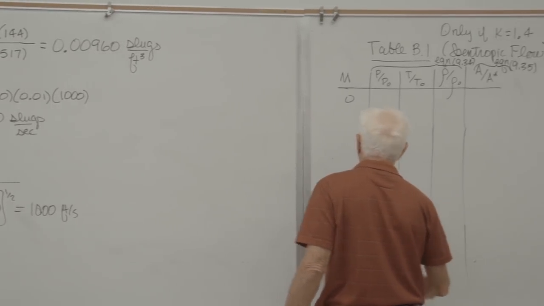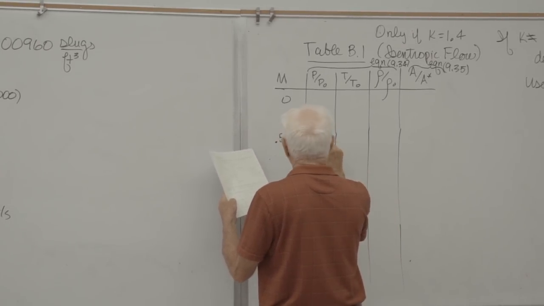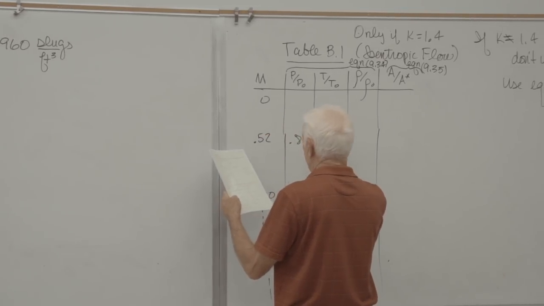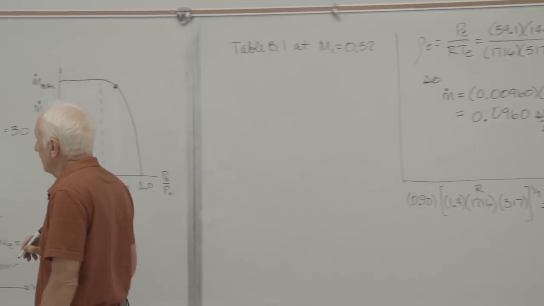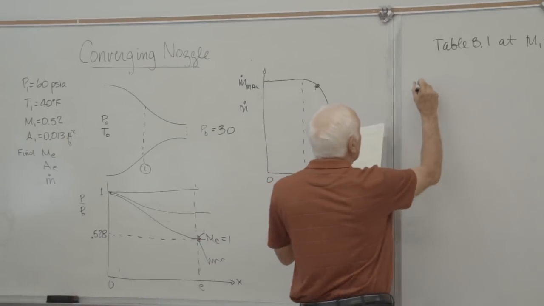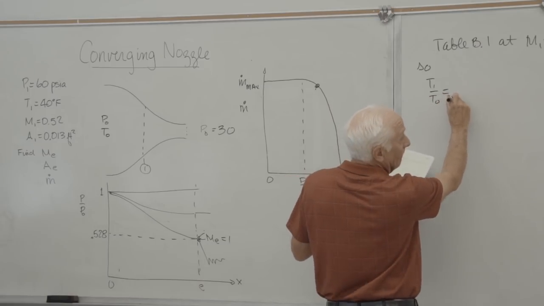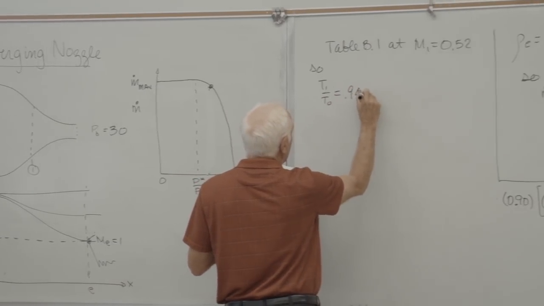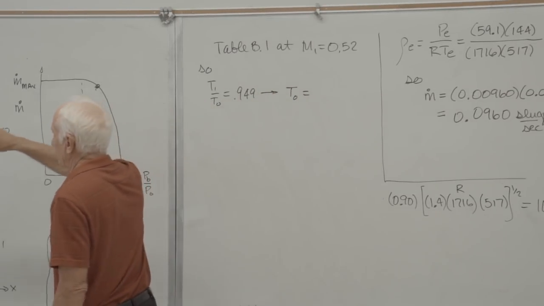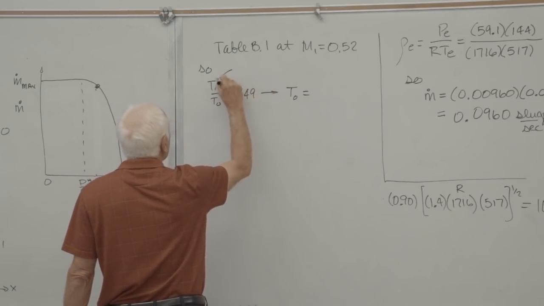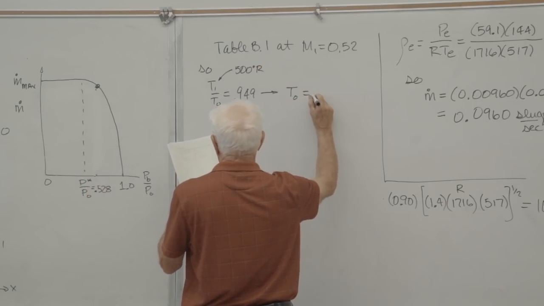0.8 round to 832. Temperature 949. All right, I know the pressure and temperature there. So T1 over T naught, 0.949, which gives me T naught. Since I know T1, be careful, 460 plus 40, 500 R. T naught then comes up to be 527 degrees R.